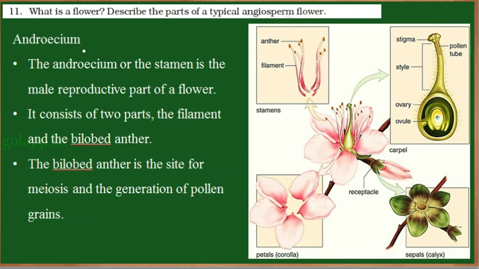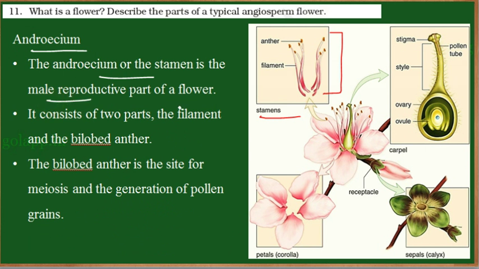So far we learnt about sepals and petals. Now let us learn the next whorl, that is androecium. Here this is the androecium. This whole structure is androecium. Androecium is also called stamens, and it is the male reproductive part of the flower.